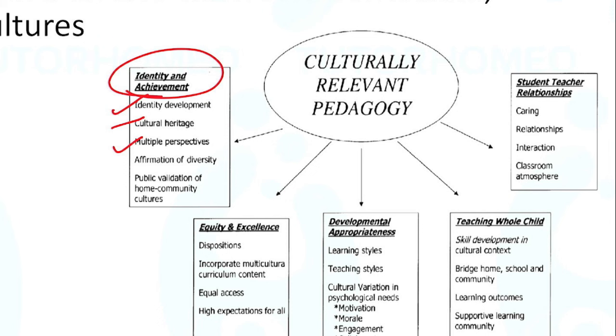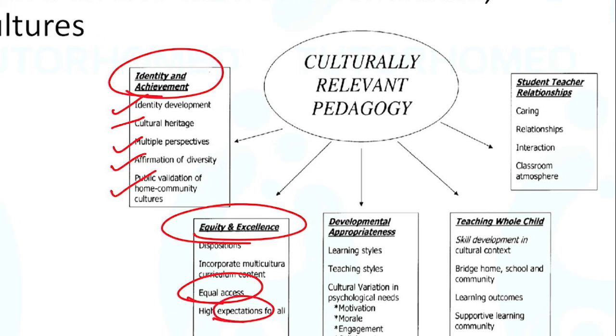Later, when the theories developed, when psychology was understood, when the learner-centered approach was taken up and cultural relevance was understood in the pedagogical aspect, multiple perspectives were welcomed into the classroom. Okay, an affirmation for diversity, public validation of home community cultures, all these things were done. Next important point of culturally relevant pedagogy is equity and excellence. Everyone was given equal access, right? And when equal opportunities were given to all students, obviously the expectations will rise, right?